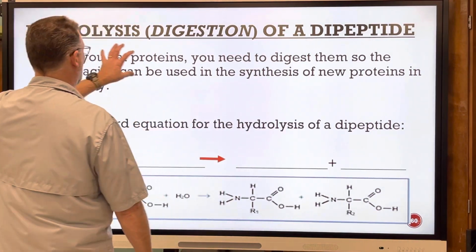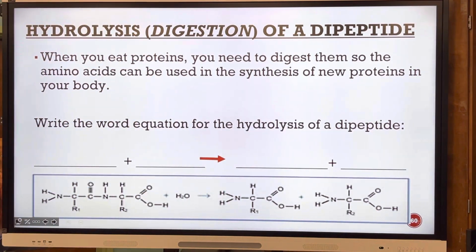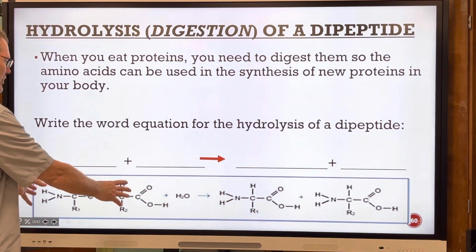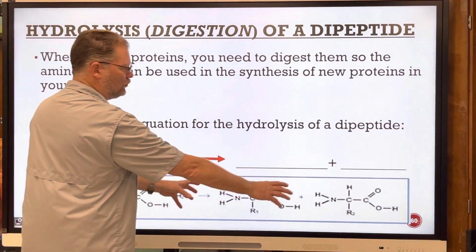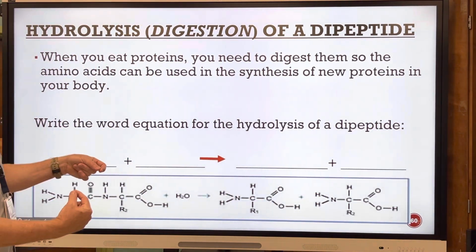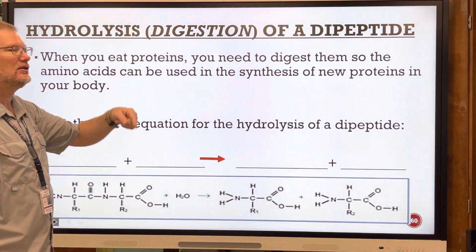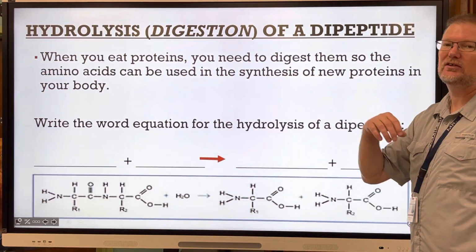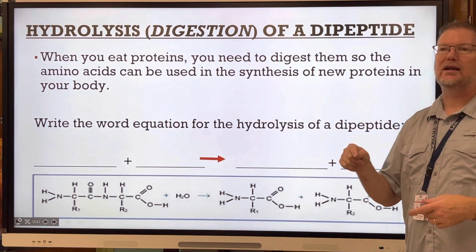All right. Hydrolysis of a dipeptide. So you're eating a protein. This is digestion. All right? This is going to be the opposite effect. So you're going to break a protein down into its amino acids. This is the opposite of the last slide. So when you eat proteins, you need to digest them so that your body can use the amino acids to synthesize new proteins that your body needs.